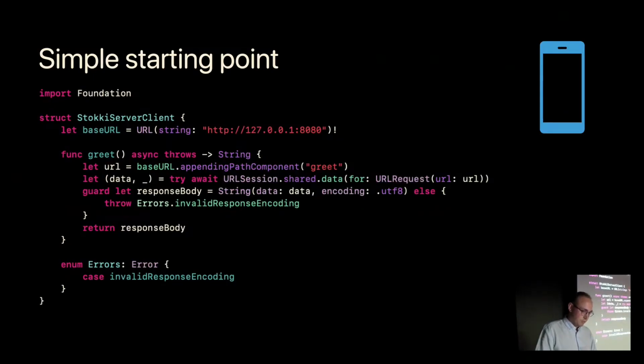From your app or your calling code, you could then define a server client, pretty common, where you define a base URL, and you might have a method you can call greet. It's pretty standard API URL session code. You append a path, ask URL session to fetch some data, and you get back a response. We try to unwrap that as a string, and then we can return whatever response we got, or throw some sort of error if that didn't go as well.